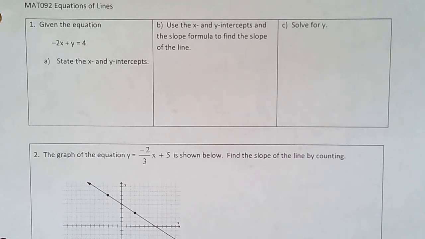So we're going to talk about x and y intercepts. We're going to talk about slope. We're going to compute slope with 2 points. We're going to compute slope using a graph. We're going to review how to solve an equation for y, which is how we get the slope and y-intercept. And then we're going to learn how to write equations when we're given the slope and the y-intercept.